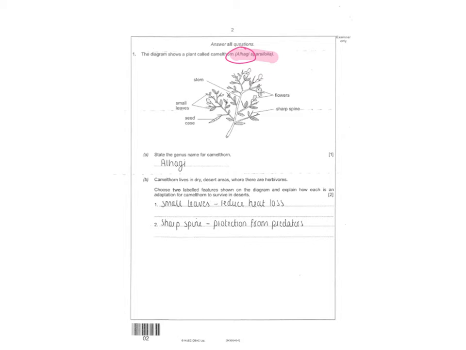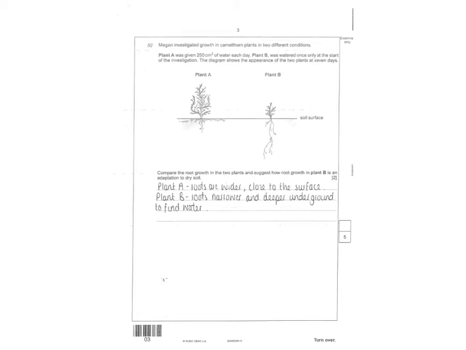Choose two labelled features shown in the diagram to explain how each is an adaptation for camel thorn to survive in deserts. So we've got small leaves, as it reduces heat loss, and we've got sharp spines to protect from predators. Megan investigated growth in camel thorn plants in two different conditions.